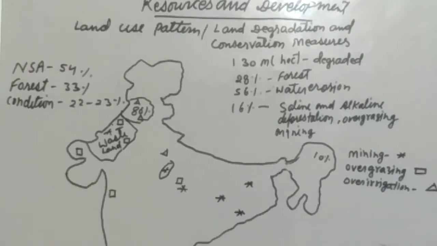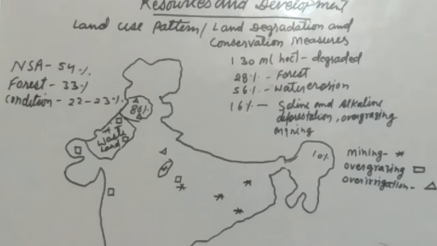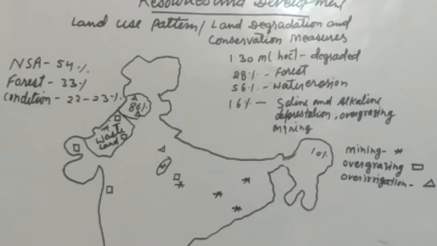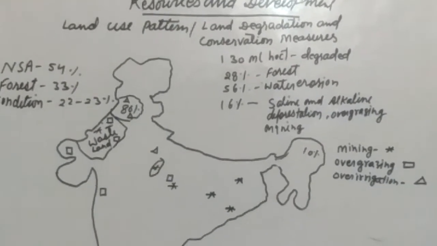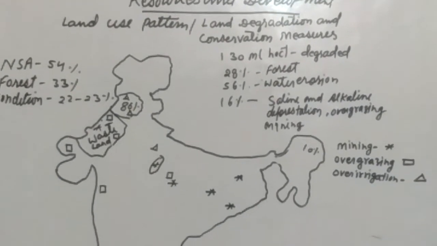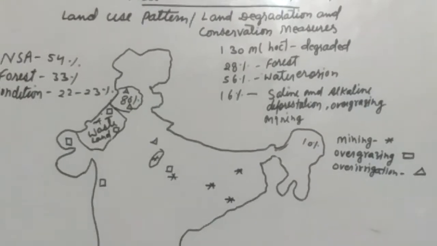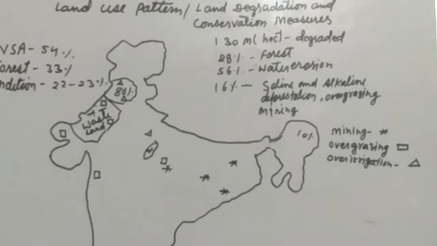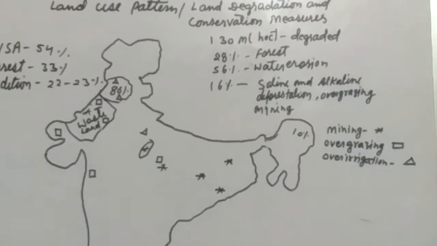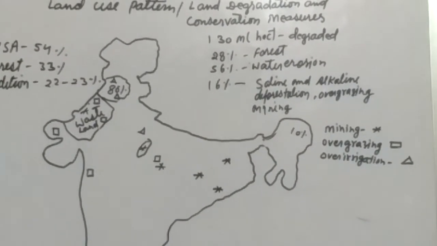Net sown area in India is 54%, and the rest of the area does not have any kind of agriculture. So students, in net sown area we will see 80% of the area in the country where agriculture has been seen, and it is totally different from the northeast region, where only 10% agriculture has been seen.